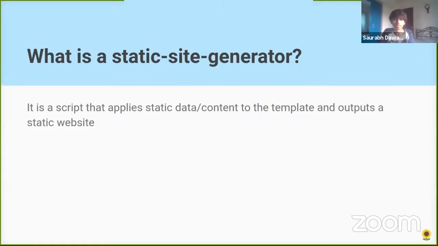So what is a static site generator? It is a script that applies static data or content to a template and outputs a static website. Your website is built when you do npm run build. If you compare it with React, React sends an app.js and index.html, and then app.js renders the elements that are needed. Static site generators build index.html directly because they use static content. That data is never going to change anyway, so you don't need state management at all.